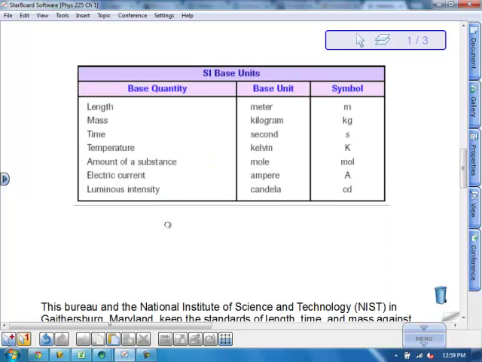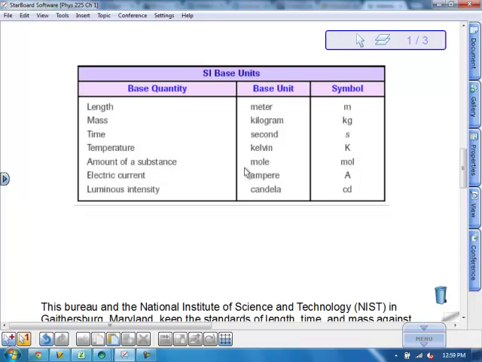You can go into other related fields such as astronomy, engineering, computer science, business, finance, and even medicine requires some physics. Okay, let's talk about SI base units. For length in this class, we're going to use meters. We are going to use SI units. Mass, we're going to use kilograms. Time, we'll use seconds. Temperature, we have one unit in thermal energy. We'll use kelvins for that.